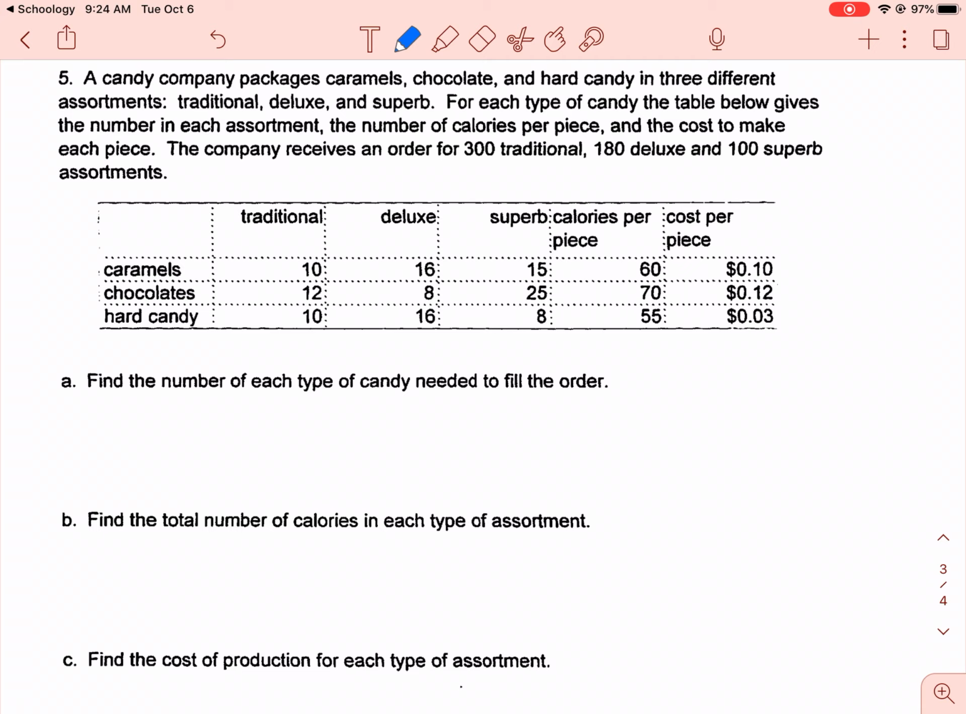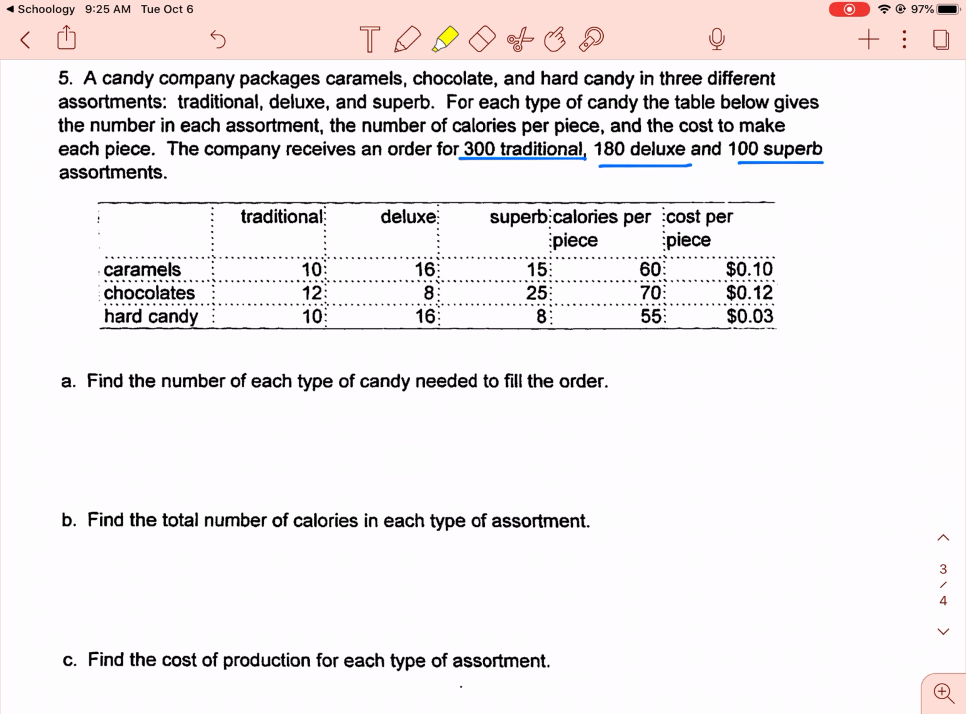Probably should have read the problem. Here we go. The company receives an order for 300 traditional, 180 deluxe, and 100 superb assortments. Find the number of each type of candy to fill the order. Well, we are given caramel, chocolates, hard candy, and we need to find out how many boxes of each.